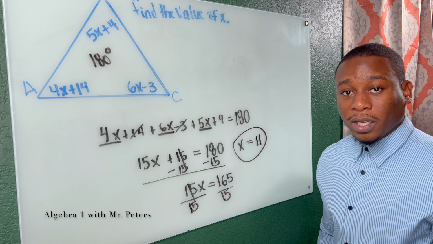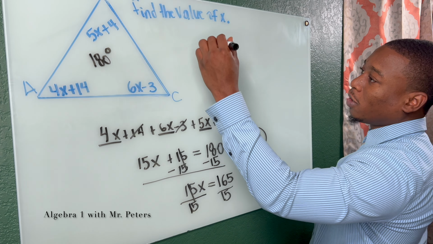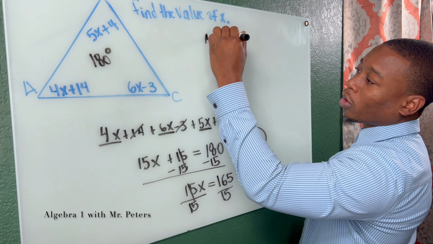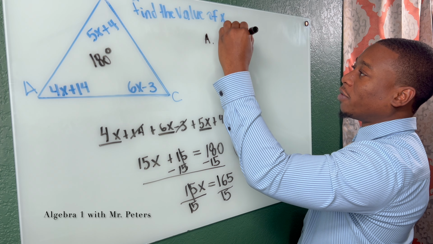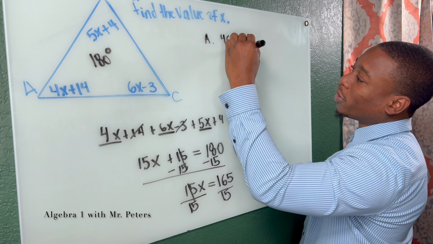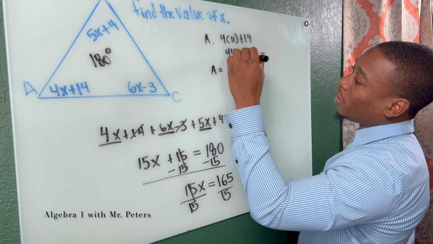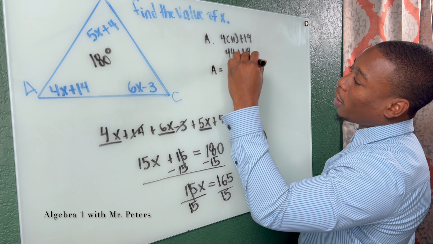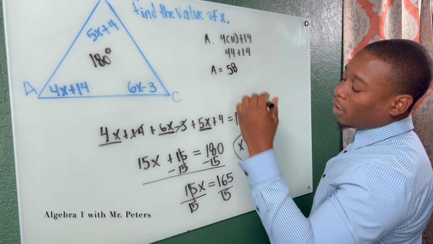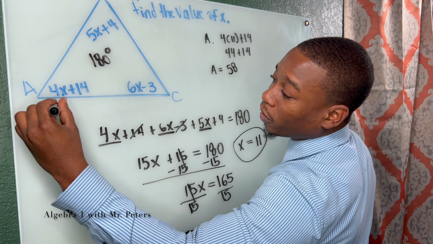Now, the biggest thing, guys, is after we get our answer, let's figure out each of these. So when we look at A, we have 4 times 11 plus 14. So we have 44 plus 14. So we know A is going to be equal to 58 degrees. So angle A is 58 degrees.